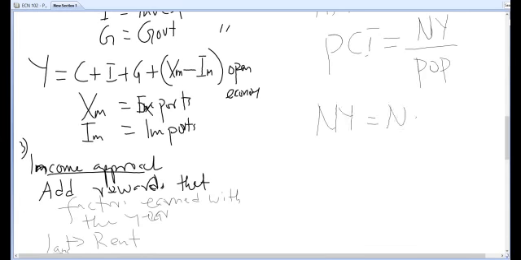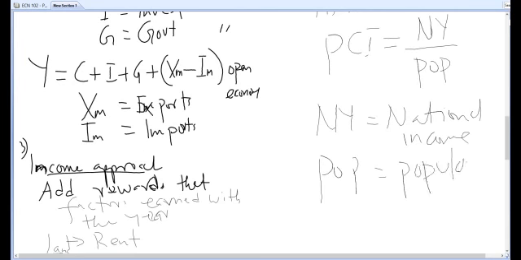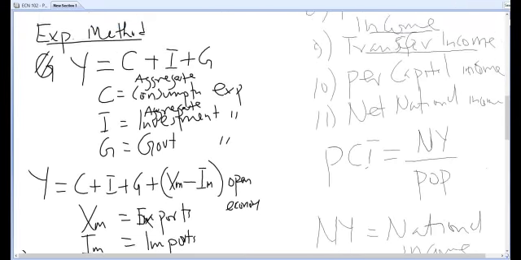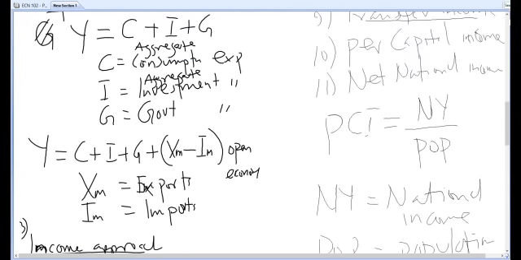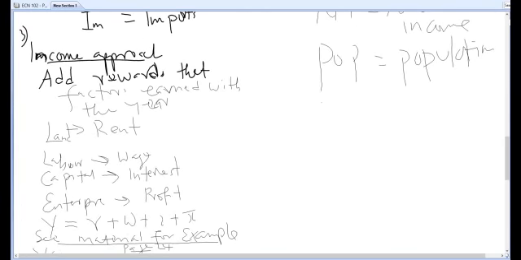Then we have the net national product, or net national income. The net national product is defined as the gross national product minus depreciation. So that is the net national product.